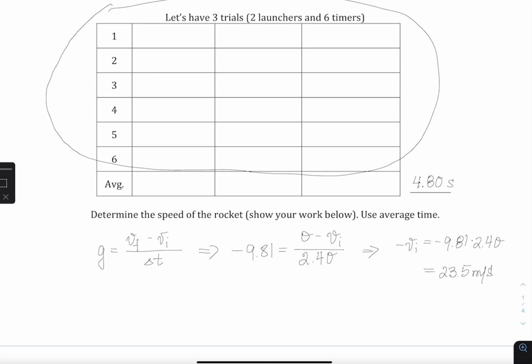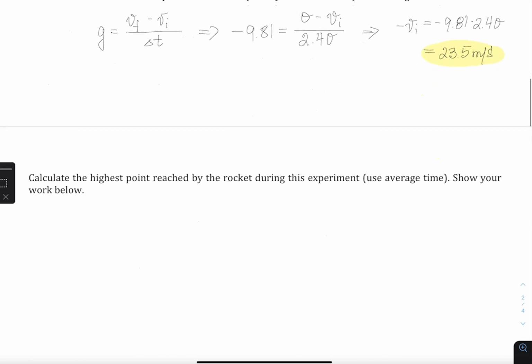What just happened? Okay, I hope it's still recording. So 23.5 meters per second is our velocity. And again, this is the launching speed. With this speed of 23.5 meters per second, our rocket would launch, get off the stand, under the pressure of air that the pump would be pumping into the stand.